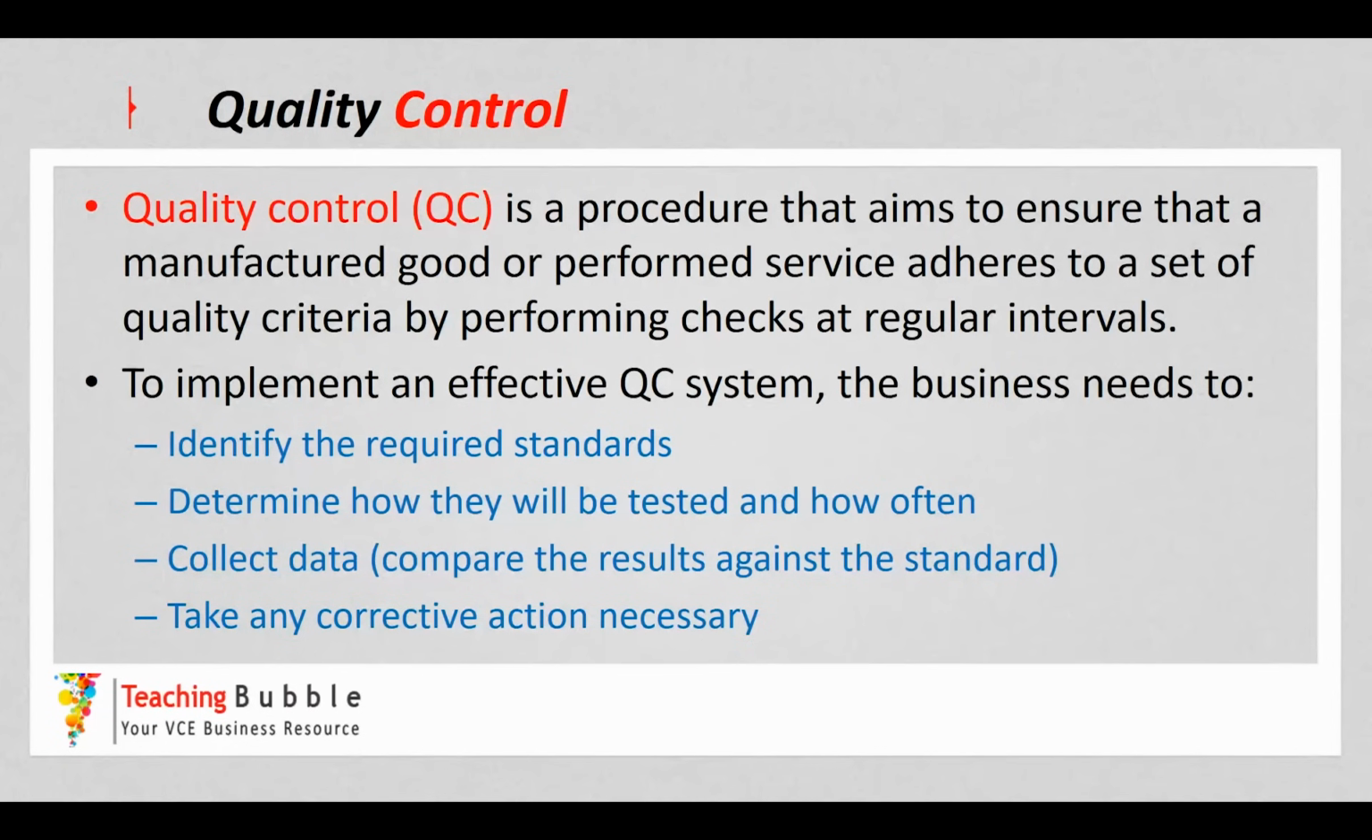Now, to implement a really effective quality control system, the business needs to do a few things. Firstly, it needs to identify the actual required standards, then determine how they're going to be tested and how often a product's going to be tested. Collect the data, which means that we actually compare the results. So once we do the check, the business will compare the results against the standard, and then if any corrective action needs to be taken, they take that particular action. So quality control is about checking products at regular intervals against predetermined quality criteria or standards.